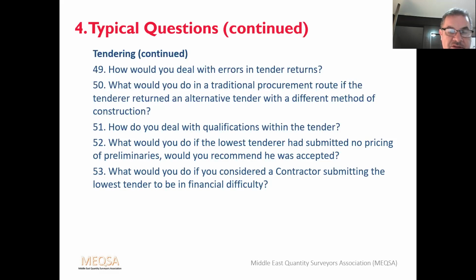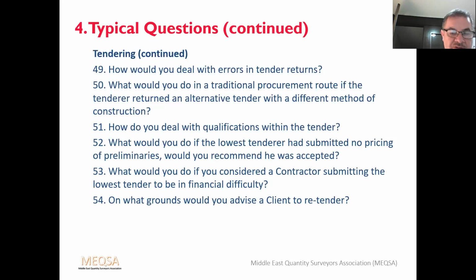What would you do if you considered the contractor submitting the lowest tender to be in financial difficulty? Well, as part of the evaluation of tenders, you would look at the company accounts. If this hadn't already been done at pre-qualification stage, you'd also request references from previous employers for work recently done. See if you can find out if contractors were paid on time, and ensure the contractor can provide a bond and it is all in place before commencing.